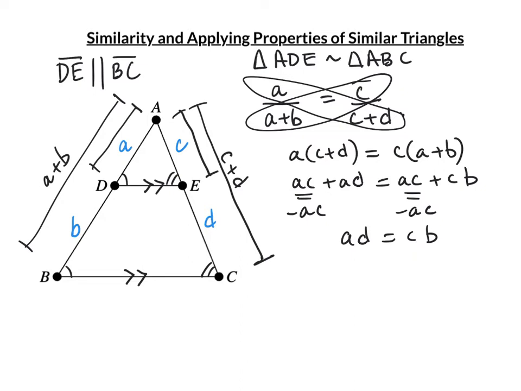Now let's make this in a friendly format so we can observe the property. Let's divide both sides by B. That'll cancel those B's. And let's divide both sides by D. And that'll cancel those D's. And we get A over B equals C over D.